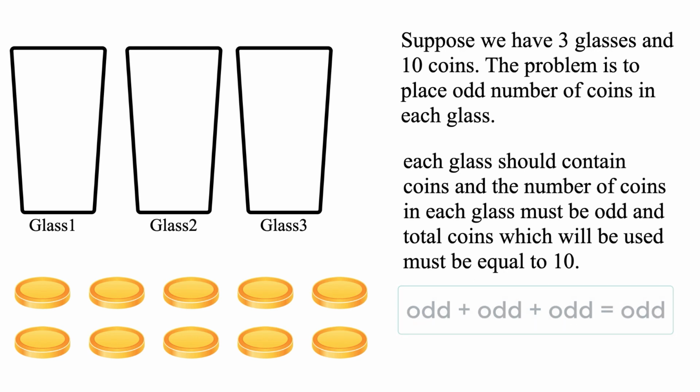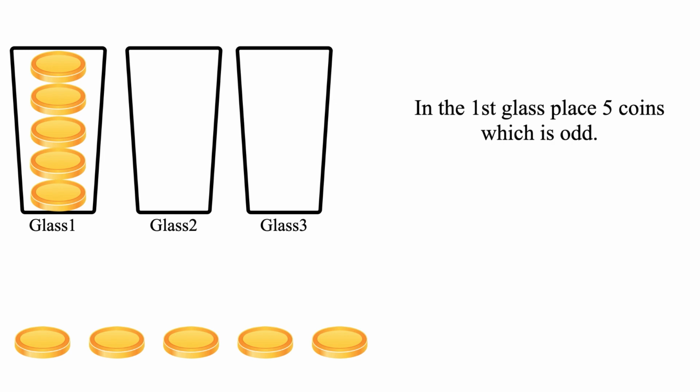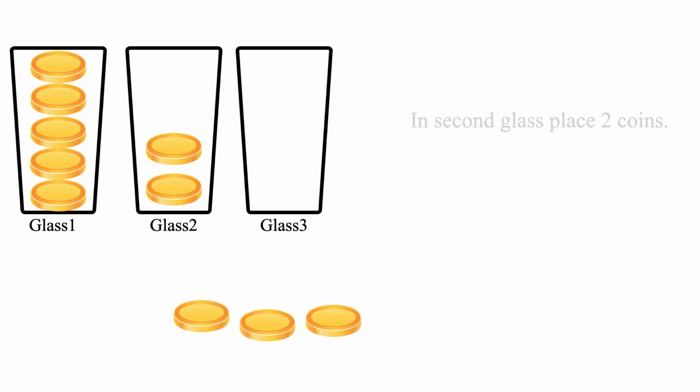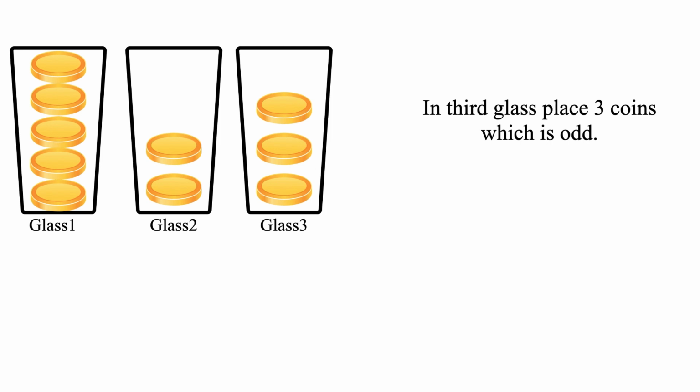Let's solve now logically. In the first step, in the first glass, place 5 coins, which is odd. After that, in the second step, in the second glass, place 2 coins, and in the third step, in the third glass, place 3 coins, which is odd. Here the first glass contains 5 coins which is odd, the second glass contains 2 coins which is even, and the third glass contains 3 coins which is odd.